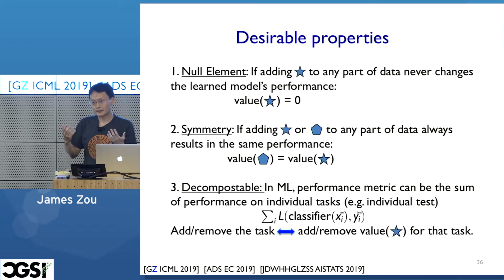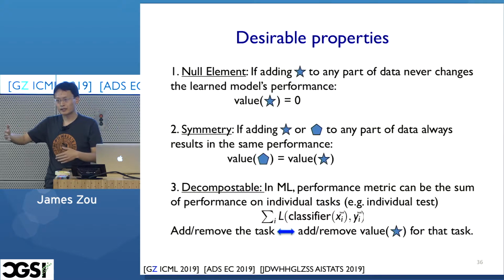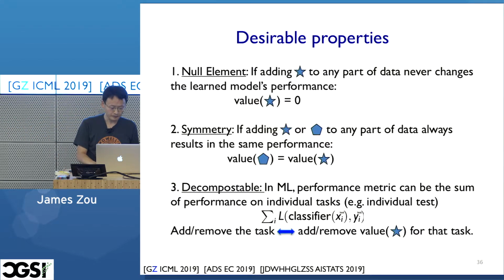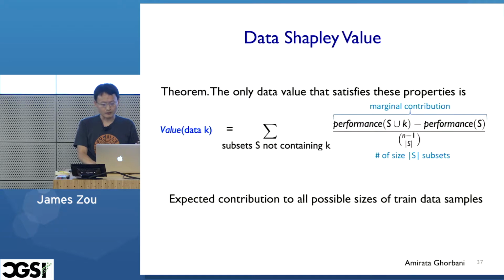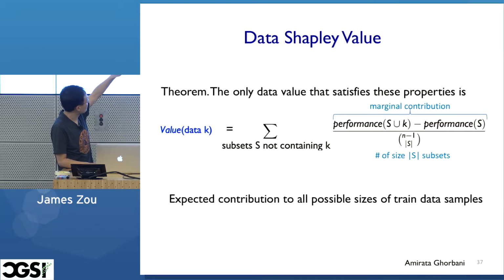The third one says that in machine learning, we're typically making predictions over a large test set. If I add a test point to that test set, then I should simply modify the values by the corresponding contribution for that new test point. It turns out this is what was proved in the game theory literature, and we can extend that to the data setting: the only way to satisfy these properties is given by the following fairly intuitive formulation.